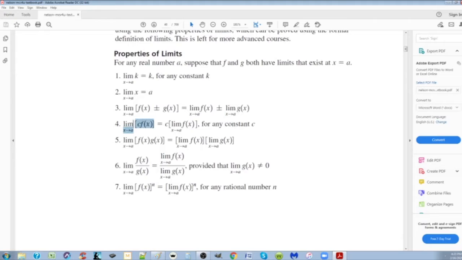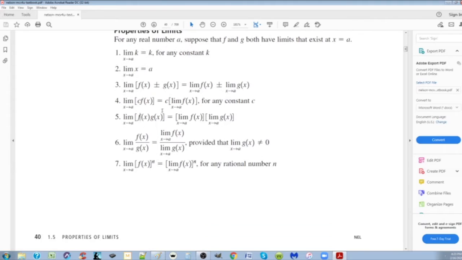When you have a limit of a function that's being multiplied by a constant or a coefficient, you can just find the limit inside and then multiply by the coefficient and get the same answer. And when we have the limits of two functions multiplying each other, you can find the limit of one, find the limit of the other, and when you multiply them, you will get the same answer. Same goes for division. You can find the limit of one divided by the limit of the other. You get the same answer provided that this limit doesn't reach 0, because obviously division by 0.